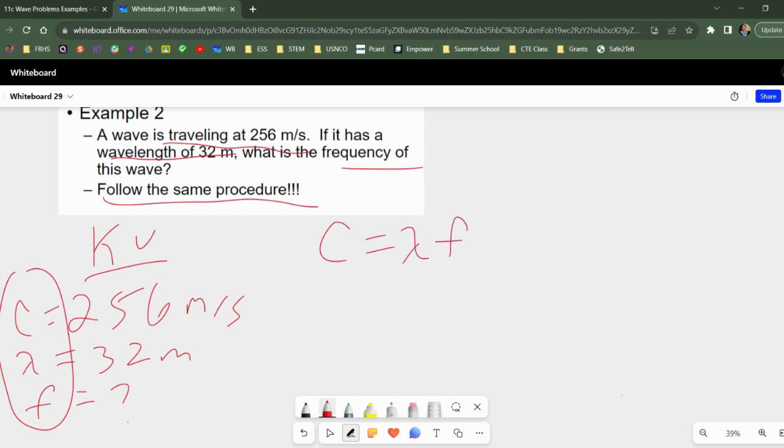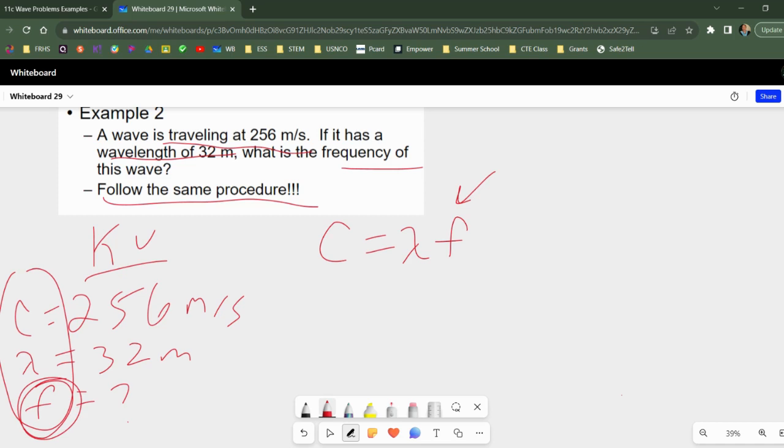Now, again, if we look at this, we need to decide: is this set up, or do we need to rearrange it first? In this case, we do need to rearrange it first. So I'm going to do that before we put numbers in. I want to solve for frequency, so I need f by itself on one side of the equal sign. So I have to get rid of lambda. Well, how do we do that?